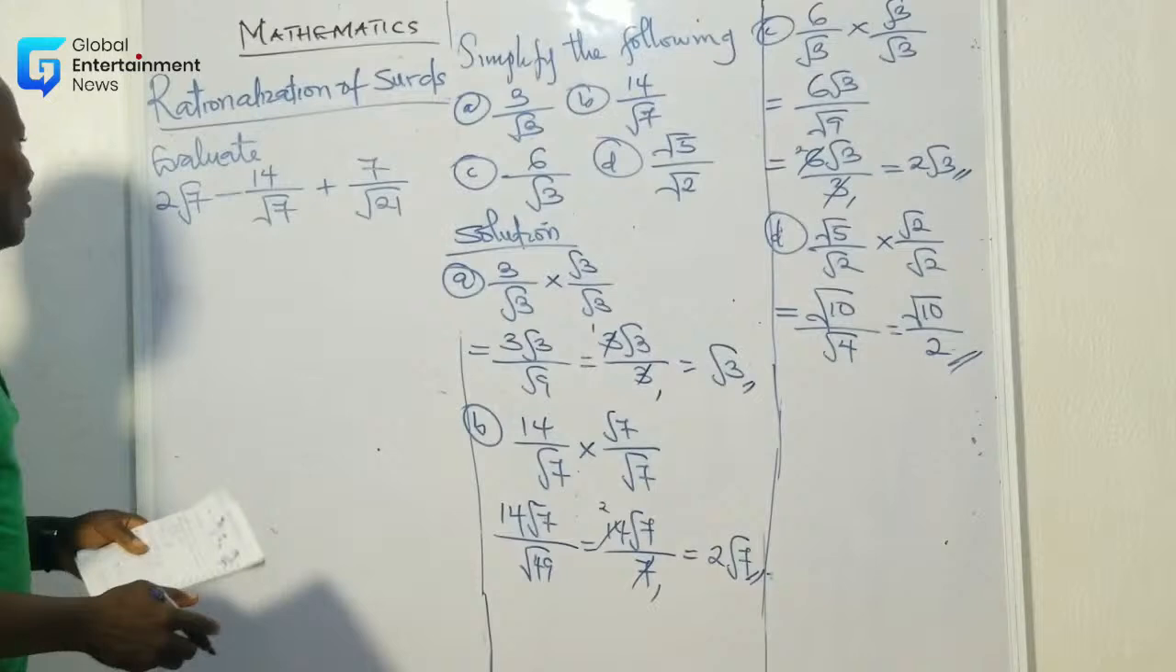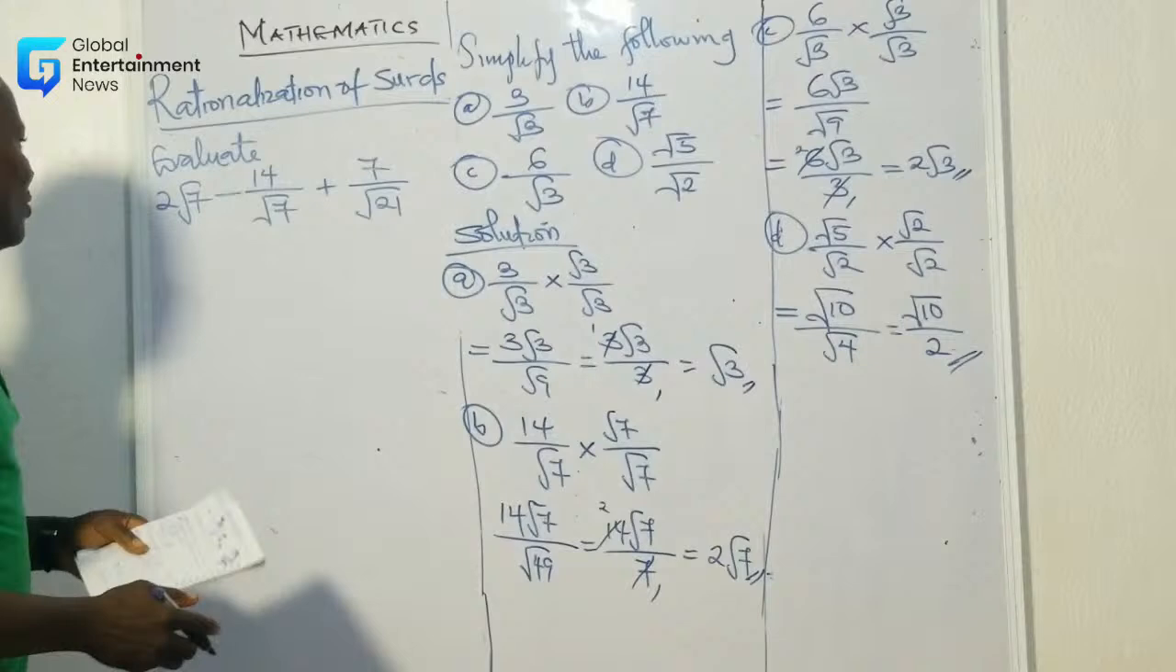Let me put it in bracket. We have 14 over root 7, times root 7 all over root 7. Then your bracket closes. Plus, looking at this second number too, we have root at the denominator level. So we have to rationalize as well. We have 7 over root 21 times root 21 over root 21. Bracket close.